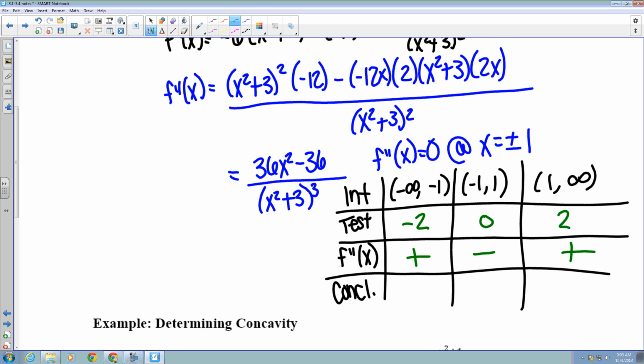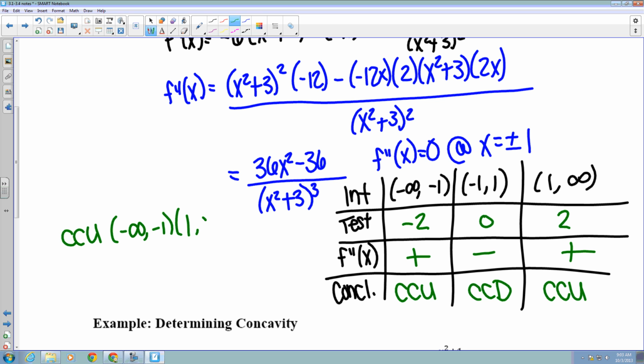So whenever the second derivative is positive, we are concave up, and concave down when the second derivative is negative. So our intervals: we are concave up from -infinity to -1, and from 1 to infinity. We are concave down from -1 to 1.